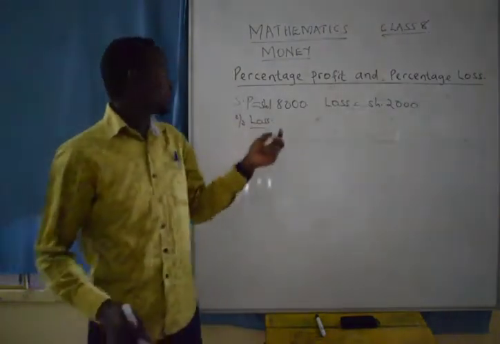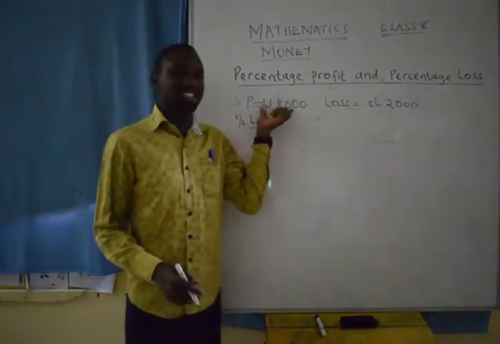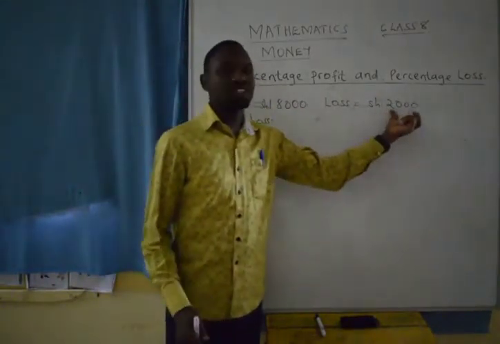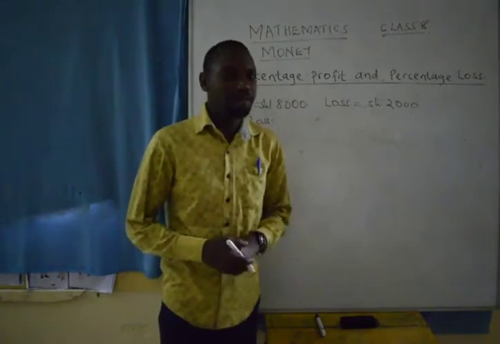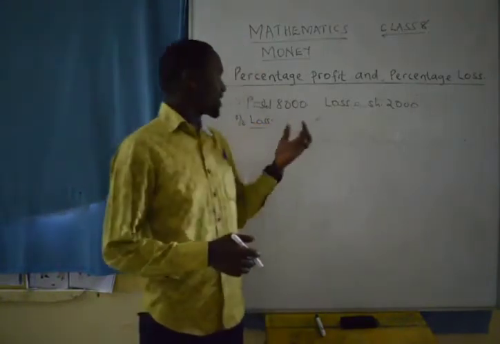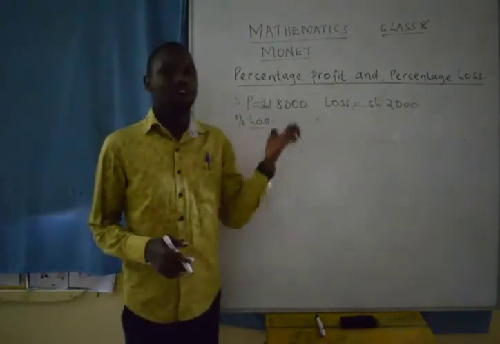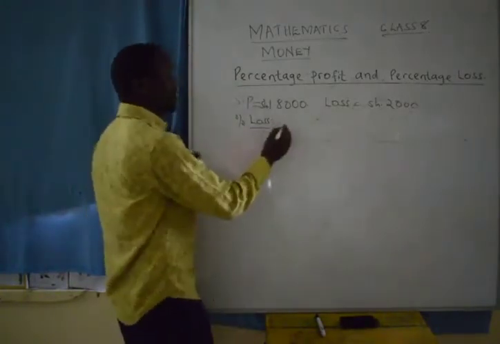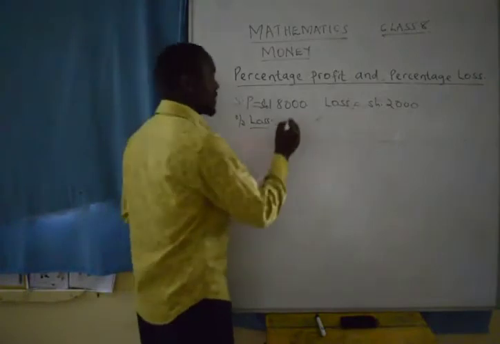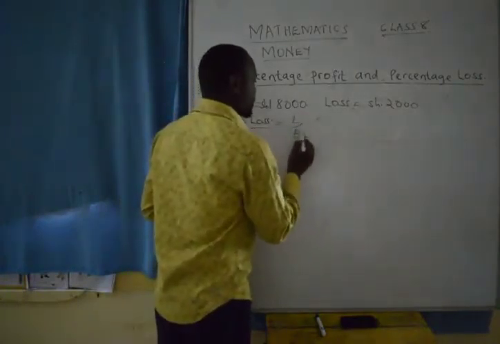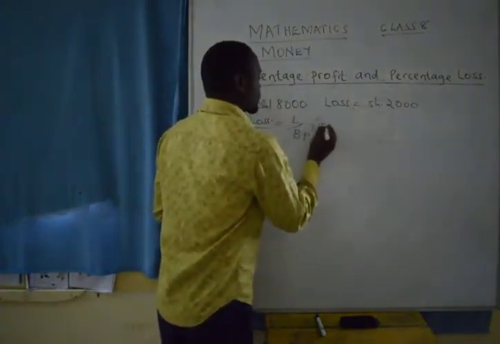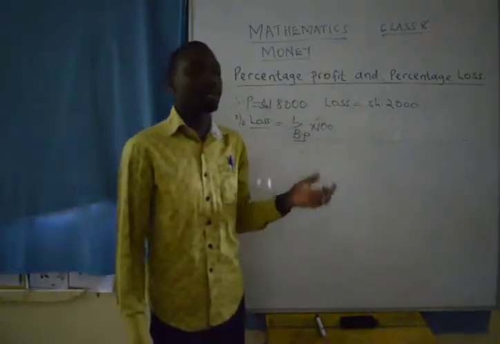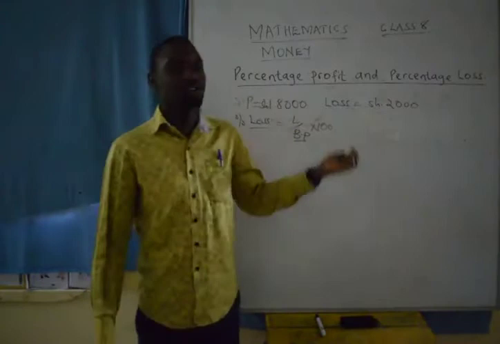In this case, we are given the selling price as 18,000 shillings. We are given the loss incurred as 2,000 shillings. Are we given the buying price? No, we are not given the buying price. So here we have to first calculate the buying price, because percentage loss from our formula is given by loss over the buying price times 100. Is it possible to get the buying price given the selling price and the loss?